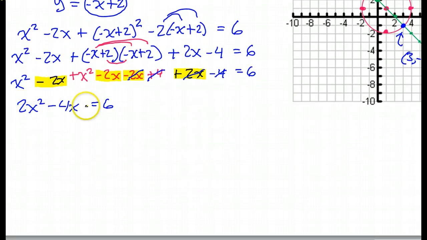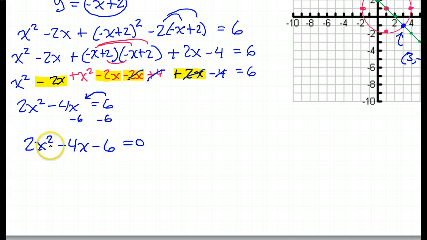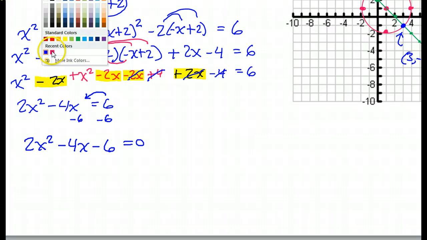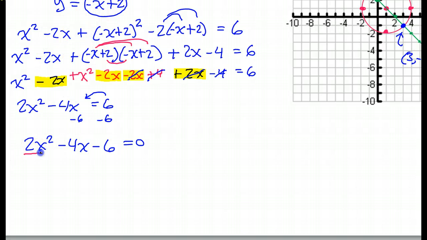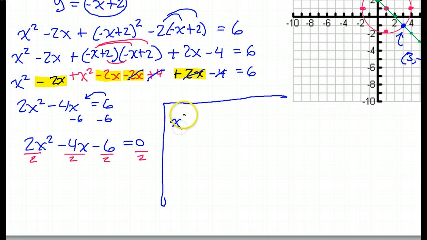Now I've got this. I need to solve this for x. I'm going to want to bring the 6 over here, so let's subtract 6 from both sides. So I've got 2x squared minus 4x minus 6 equals 0. My goal is to factor this. Now I notice that everything here is divisible by 2. Common factor, GCF. So we can divide that out because it's an equation. We don't need to save the 2 off to the side. We can just divide anytime we have an equation. I'm going to put it over here because I need room. That's going to leave me with x squared minus 2x minus 3 equals 0.